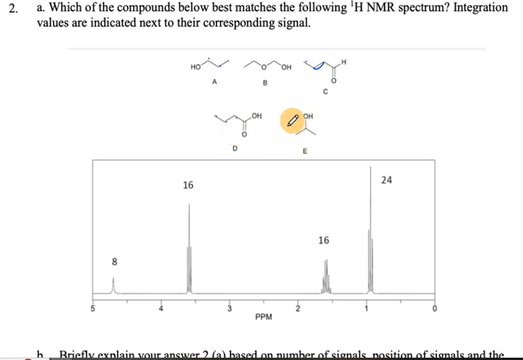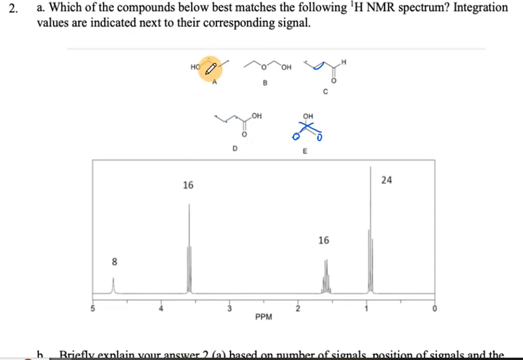Looking at this one too, we have 1, and this one is here, 2 here. Now the ones at the terminal, which is this one and this one, are the same. So this and this will display one signal. This is 2 and 3. So it means this one is not even a candidate of this spectrum.